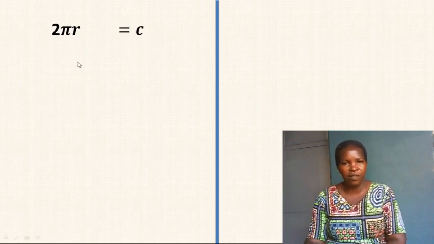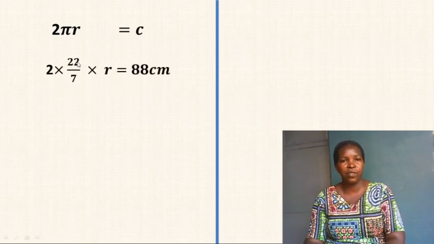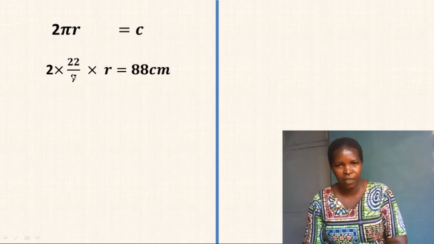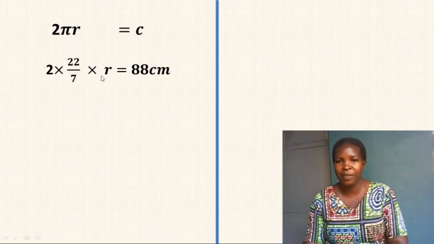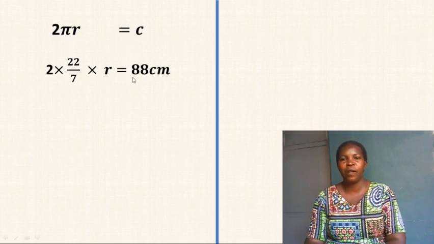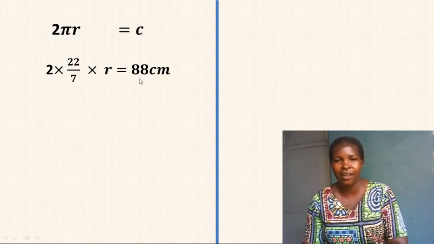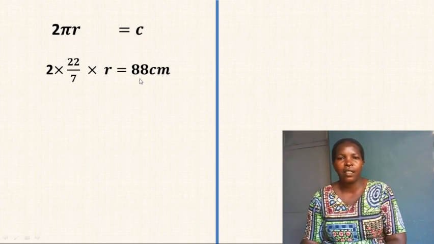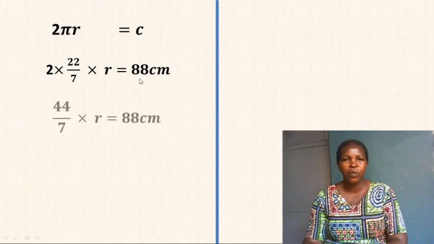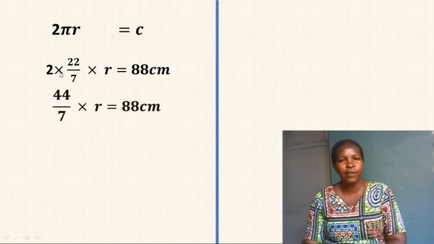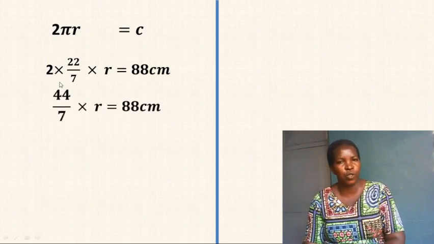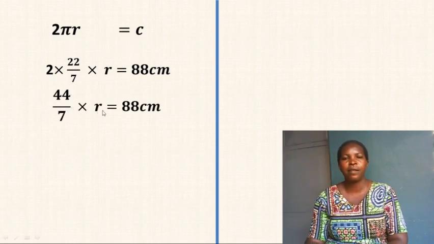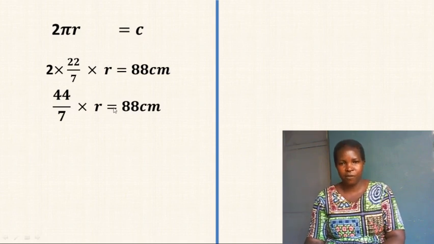So now, having stated the formula, the next step we shall substitute. 2 times 22 over 7, which is our pi, times the radius. This is equal to our circumference, which is 88 centimeters. Our next step, we shall multiply the 2 times 22, giving us 44, over the denominator, which is 7, times the radius. This is equal to 88 centimeters.